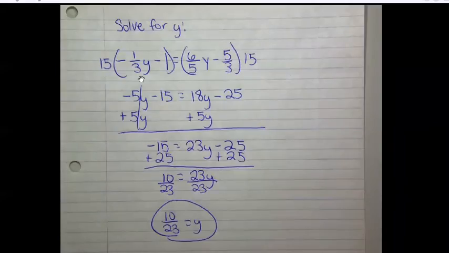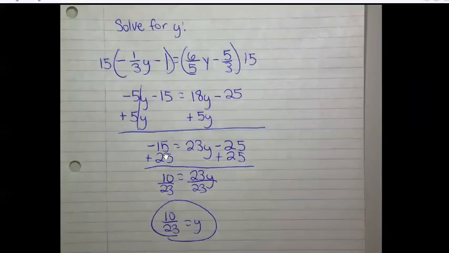So 15 times negative 1/3 Y is negative 5Y, and 15 times negative 1 is negative 15. And then 15 times 6/5 Y is 18Y, and 15 times negative 5/3 is minus 25. And then combine the like terms, so I took the negative 5Y, just added 5 to both sides to move it from here over to here.